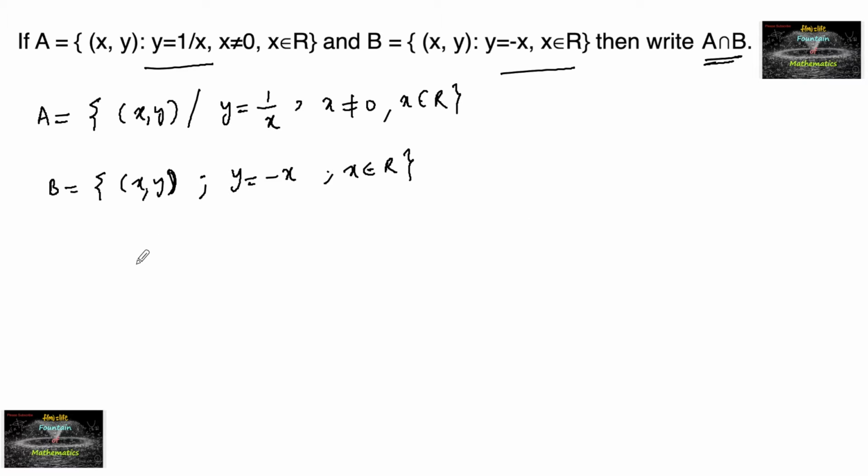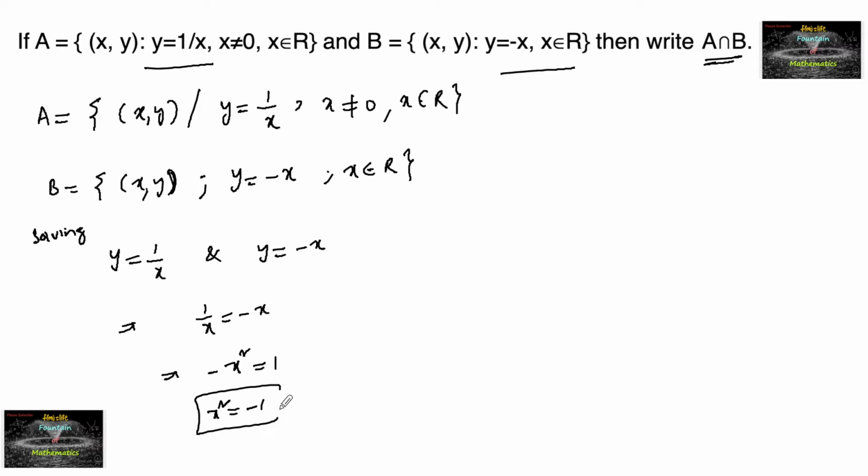So solving these two equations, y is equal to 1 upon x and y is equal to minus x, we can write 1 upon x is equal to minus x, or we can say minus x square is equal to 1, or x square is equal to minus 1. But this is not possible.